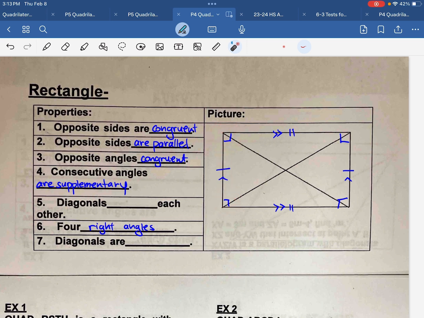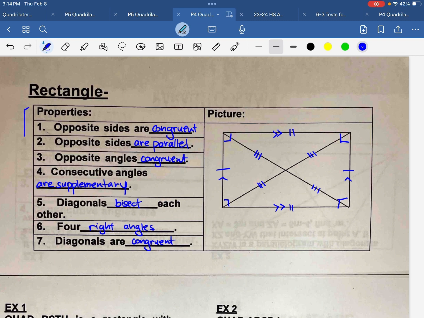That means together they're going to add up to 180, which is also going to be true going other directions as well. All right, diagonals bisect each other. So in that way, we showed that these are congruent. These are also congruent. And not just that, they are all congruent with each other.